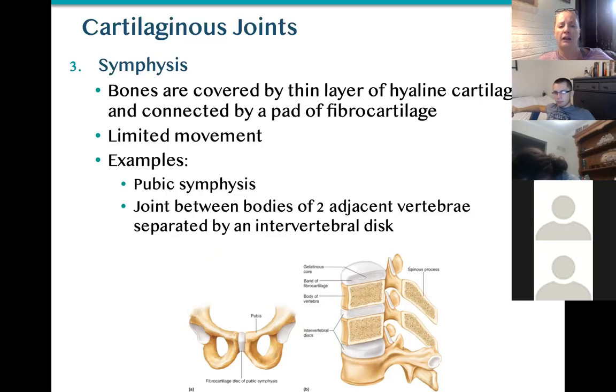All right. The last cartilaginous joint is the symphysis, okay? These are going to be bones that are covered with a thin layer of hyaline cartilage, and then they're going to have a connection of a pad of fibrocartilage between the bones. And this will allow some limited amount of movement. So our pubic symphysis, which you see down here, and we'll have some bigger pictures later on, has a little fibrocartilage disc in between the two bones.